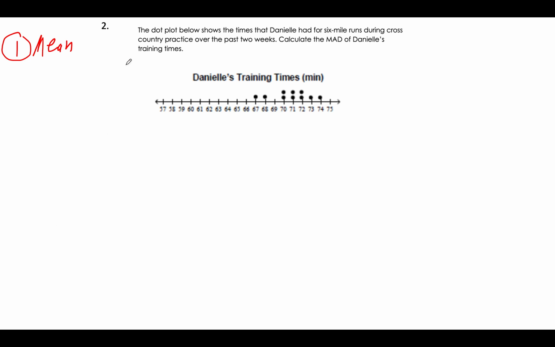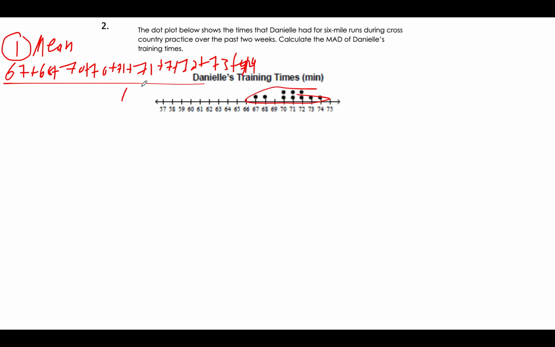So we're adding up all of our values here and then dividing by the number of values that there are. So we're going to take 67, our first dot, plus 68, our second dot, plus we have two 70s, plus two 71s, plus two 72s, plus 73, plus 74. So adding up all these values here, and there are a total of 10 of them. So if we add all of them up, we get 708 over 10 is 70.8. So Danielle's average time for running 6 miles is going to be 70.8 minutes.